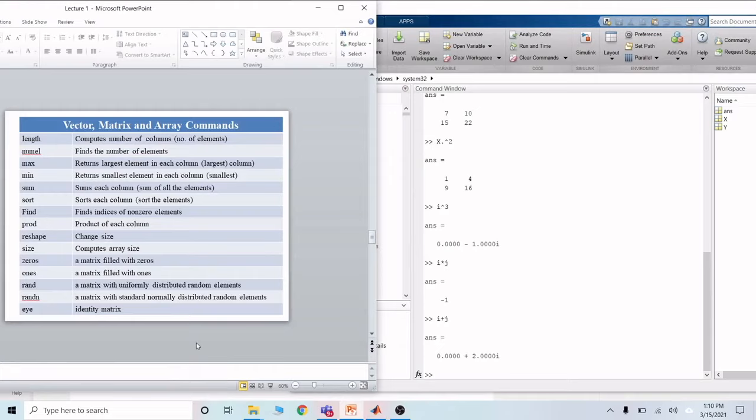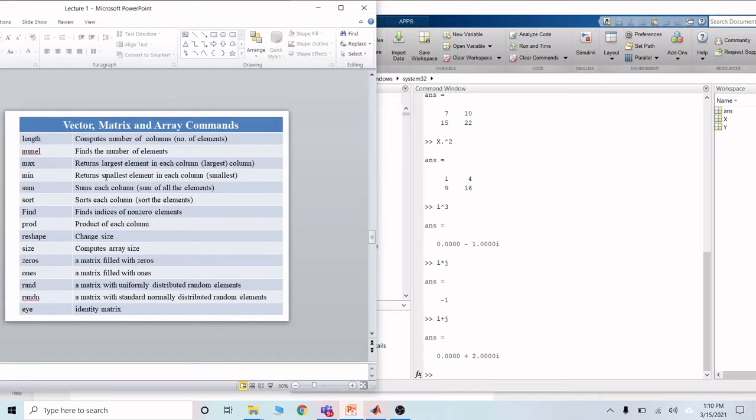These are very useful for us. The vector, matrix and array commands. Length computes the number of columns. Numel finds the number of elements. Max returns the largest element in each column. Min returns the smallest element in each column.